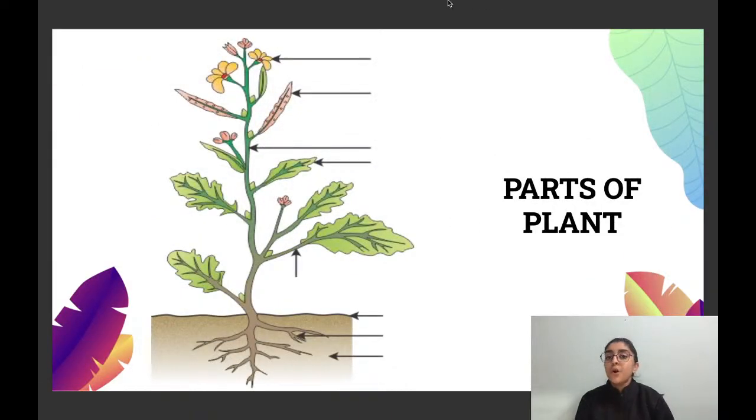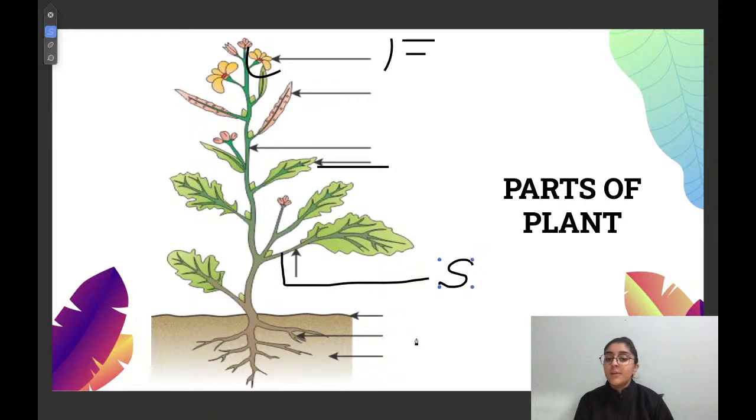Now if we talk about the parts of the plant, as we have really intelligent people in the house, you must know that this part of the plant is known as fruit. I'm not able to write because I do not have a pen over here. I do have a mouse. So this part of the plant is known as flower. Then this is a leaf. This beautiful thin thing is a stem. And these are our lovely roots.